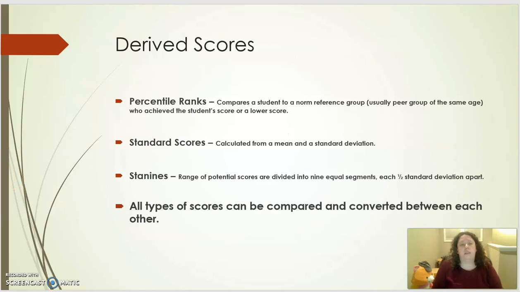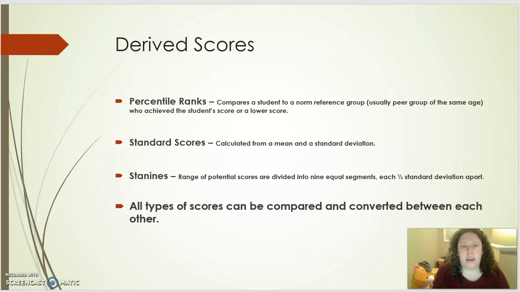Another part of an IEP process includes interpreting derived scores, and there are basically 3 different types of derived scores that you're going to have to interpret to decide where your student is falling. One of them is called a percentile rank, which basically compares a student that you're evaluating to a norm reference group, which is usually a peer group of the same age. So if a student is in 3rd grade, they're going to compare them to a peer group, an average norm of 3rd graders. It shows how their score compares to students in the norm group who scored at that score or lower. So a percentile rank of 30 would mean 30% of students in 3rd grade scored at that score or lower, basically.